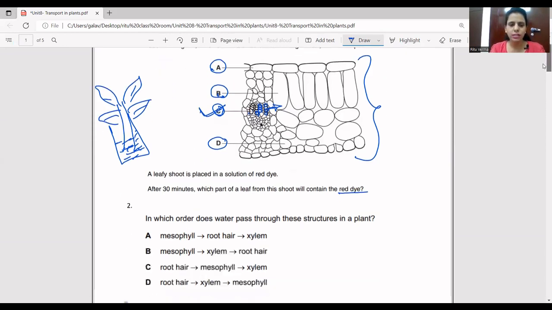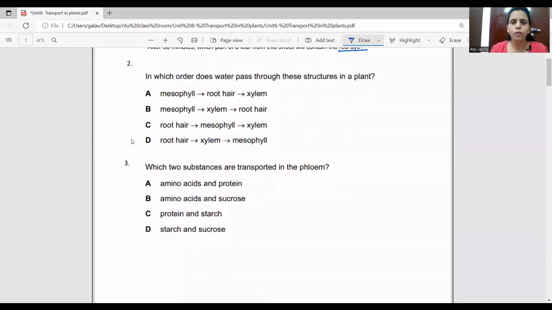Now next question is, in which order does water pass through these structures in a plant? 3 structures are given here: mesophyll, root hair and xylem. Now we know that first the water is absorbed by root. In roots we have root hair cells. So first water is absorbed by root hair cells.